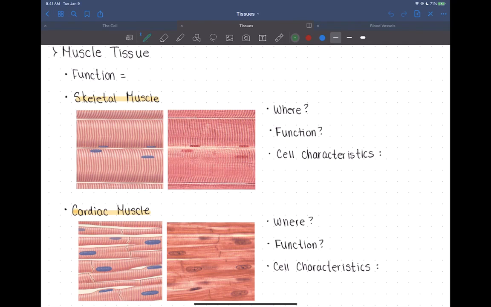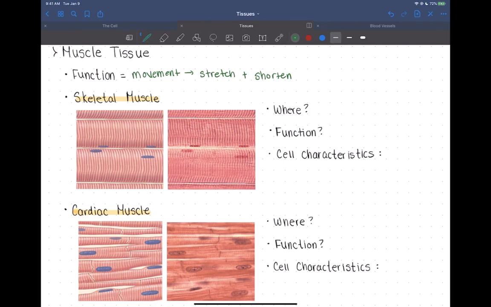Okay, so let's talk about muscle tissue. So the overall function of muscle tissue is to move, right? So movement is the function. And in order to do that, muscle tissue has to be able to stretch and shorten. So contract and relax, all right? That's how it creates movement. All right. And so there are three different types of muscle that we're going to talk about.